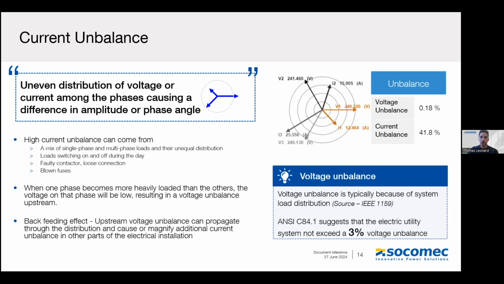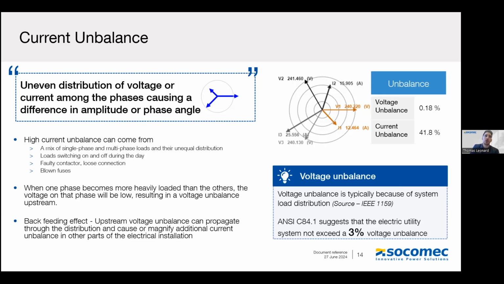So when we talk about imbalance, the origin is really current imbalance. That's what originates from inside the facility. Power providers typically keep voltage imbalance below 1% or below 2% maximum. So it's not common to have a voltage imbalance that's caused by the utility, the power provider.